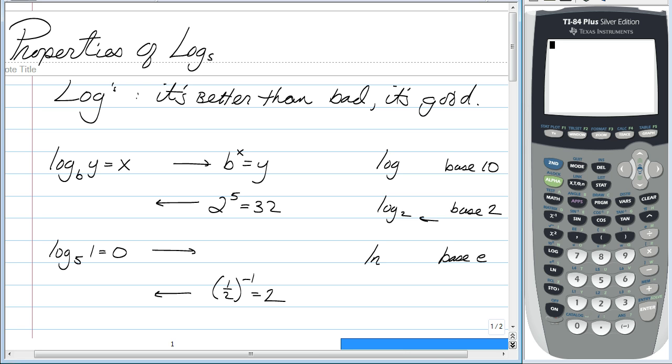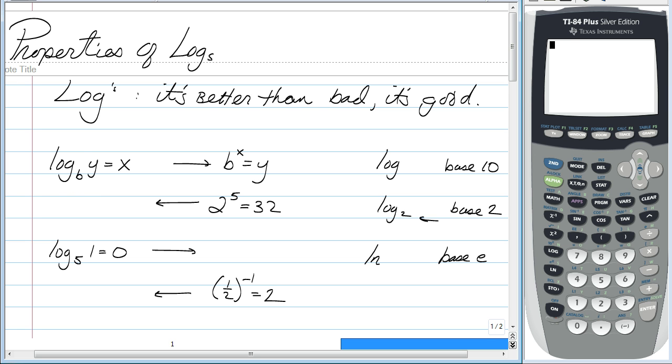Anywho, to work with logs, you have to have a pretty good idea of how to write logs in exponential form and in logarithmic form, being able to work back and forth. You need to know a little bit about their bases and how to evaluate them. And yes, your calculator can be useful, so you might want it because I'm going to show you how to use it in just a little bit.